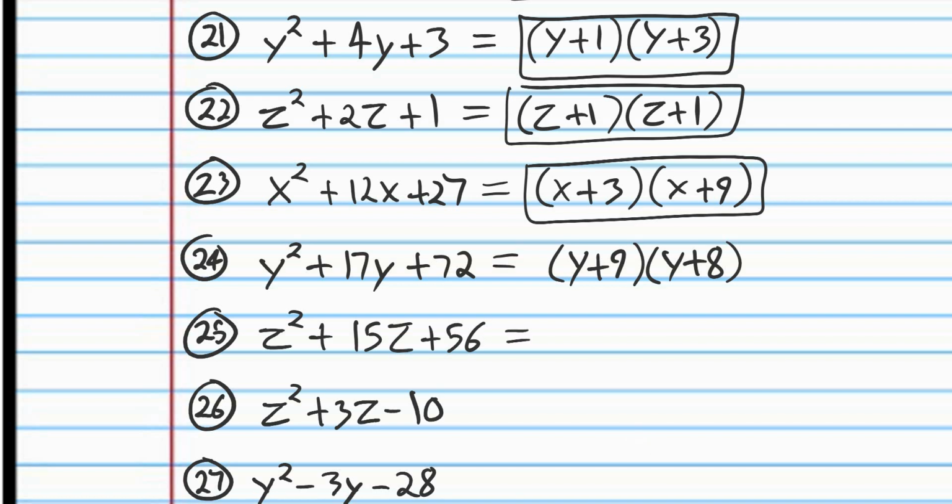So try 25. And again, this is a more difficult one because there's a lot of possible factor options for 56. Try 25, and when you come back, we'll do it together. All right, we're back.